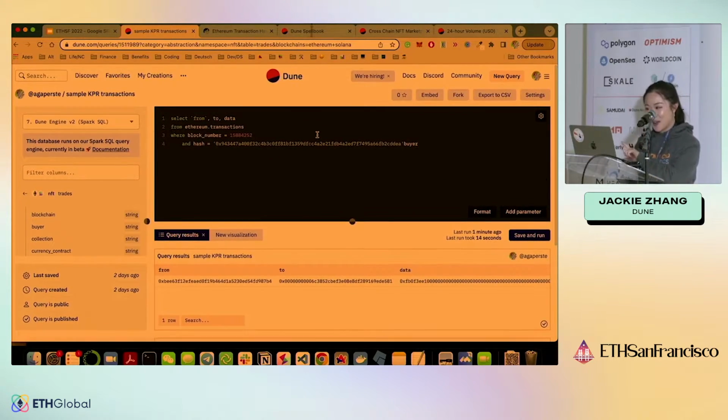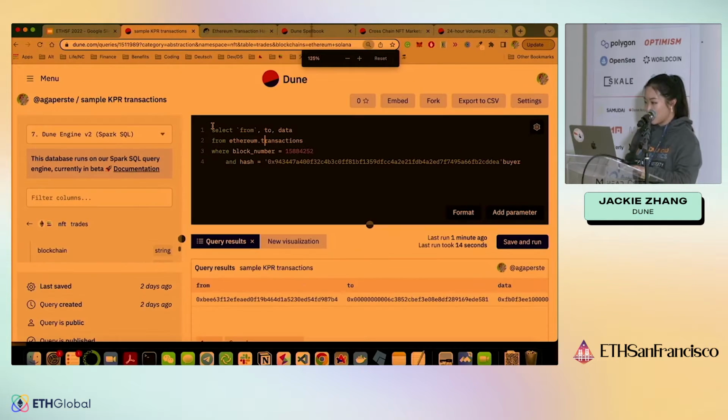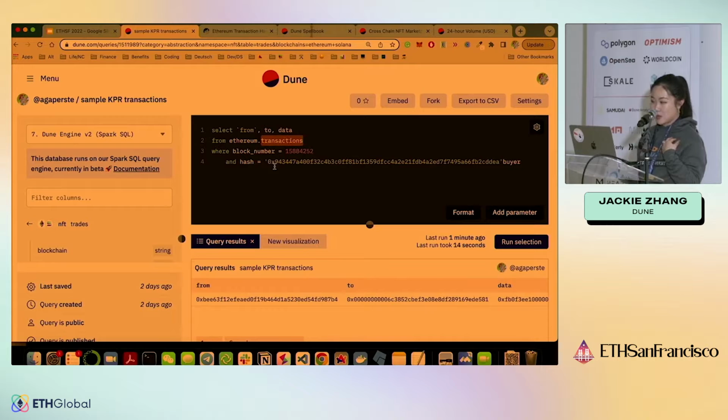Coming back to the raw table example we were talking about, we can query from the Ethereum transactions table and filter for the specific hash we're looking at, putting in the block number just to optimize the performance a little bit. Then we can simply see, from this person to this person, this is the transaction that's being triggered, and this is the data associated with it. But as you can see, it's very gibberish. You can't really read it. It's just blah blah blah. So you need to do more work on this.